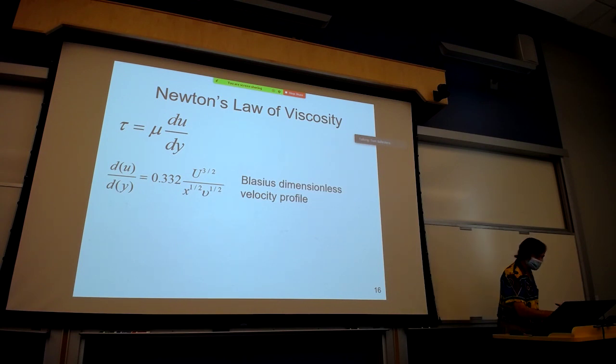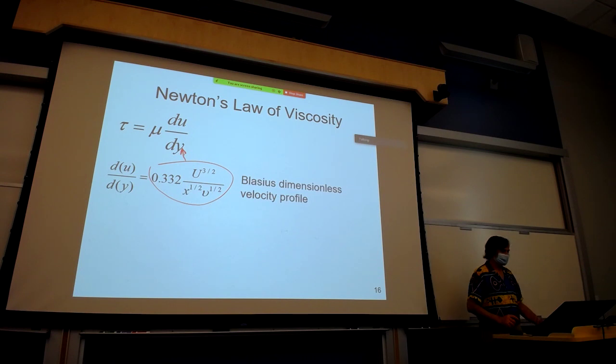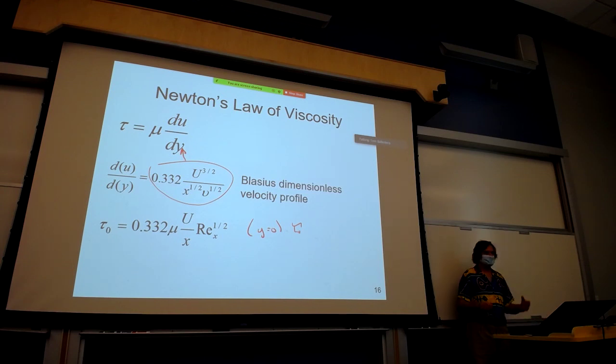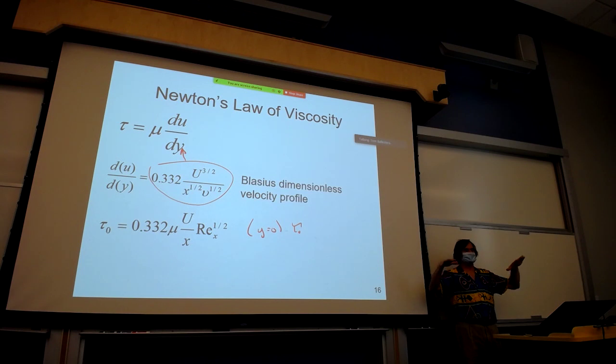So what we can do is substitute this statement here, and we can solve for anything we want at that point. In this case, if we solve for the shear stress, and we look at a very particular shear stress, the shear stress right at the plate, that's why this is called tau 0. Again, that's where the velocity profile is the steepest, and that's where we'll have the highest shear stress.